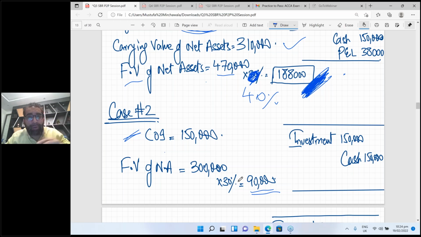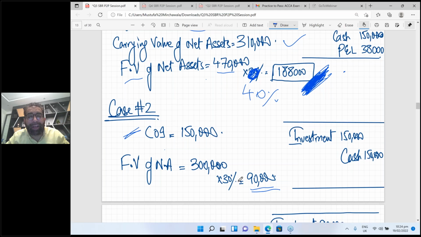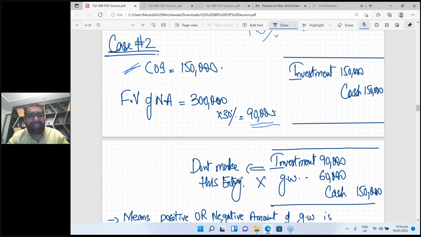So I know what entry you are expecting. You are expecting this entry: cash credit 150, investment debit 150 and goodwill debit 60, because you paid goodwill. But see what I have written here: cross. Don't make this entry.